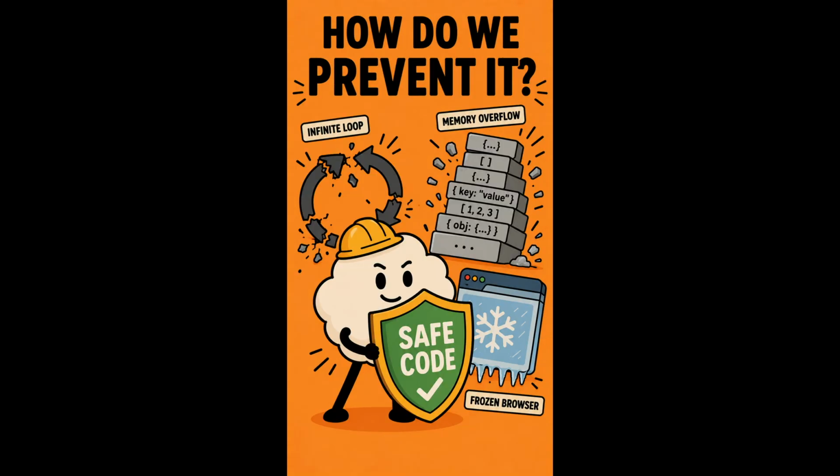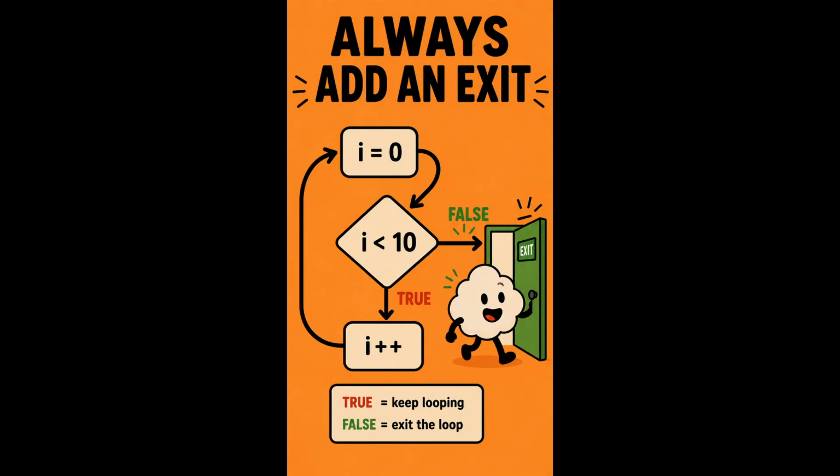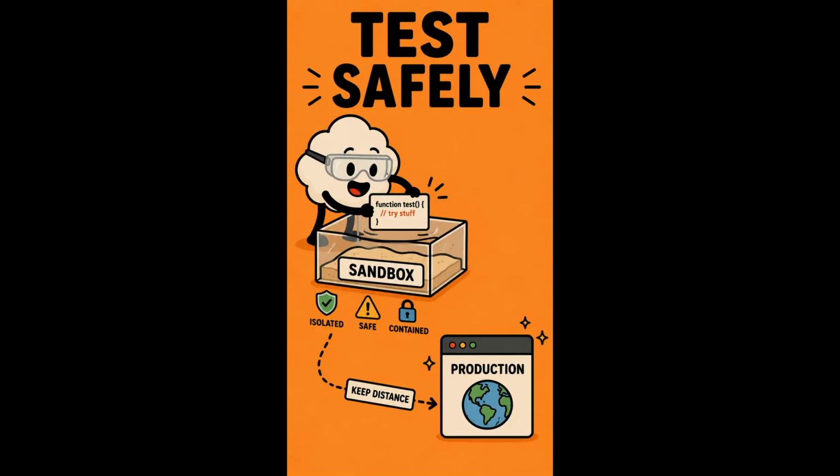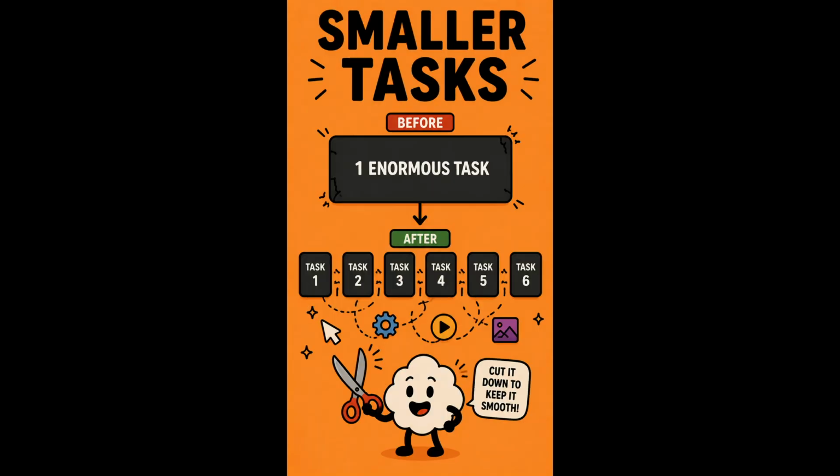So how do developers stop their own code from destroying the user experience? First, every loop should have a condition that can eventually become false. Second, test suspicious code in a controlled environment, not your important production page. Third, split expensive work into smaller pieces so the browser can keep responding.